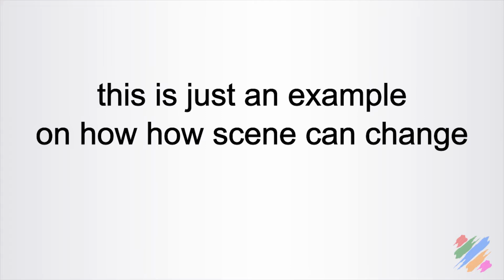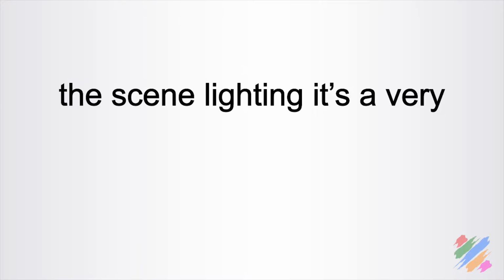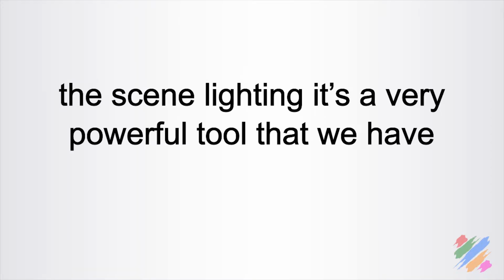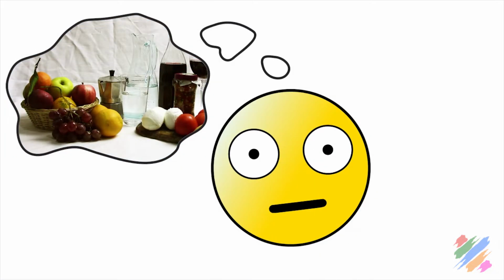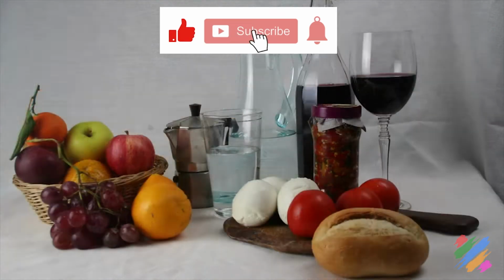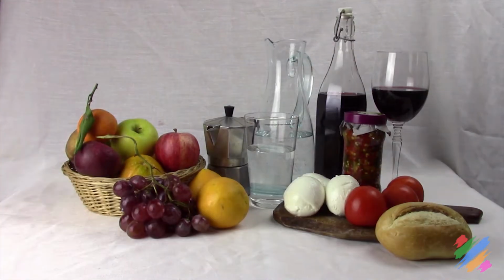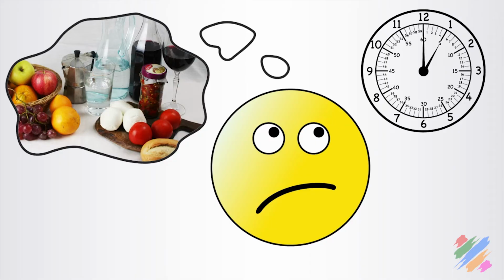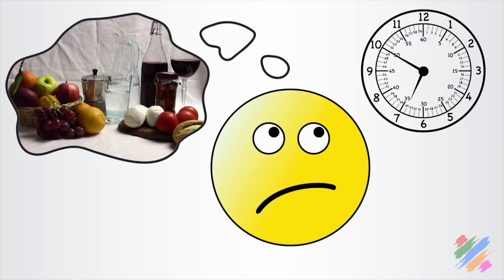This is just an example of how our scene can change using a simple or a composed illumination. The scene lighting is a very powerful tool that we have because, as we said, it can help the people who watch our painting to get the right feeling. The research of the best point of view and of the perfect lighting should be a very important part of our painting definition, and we should really consider spending time on both of them.